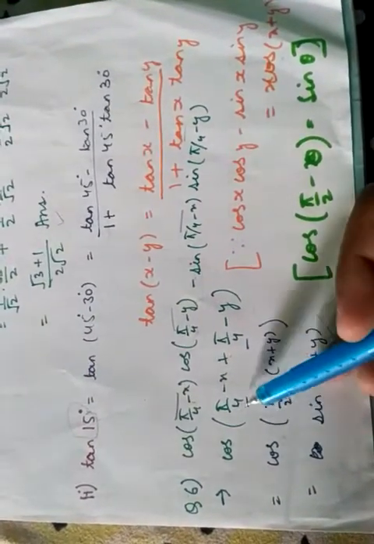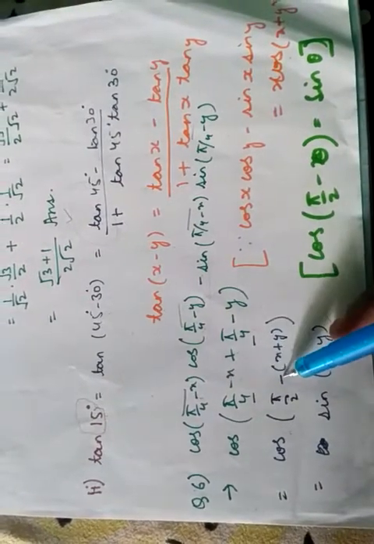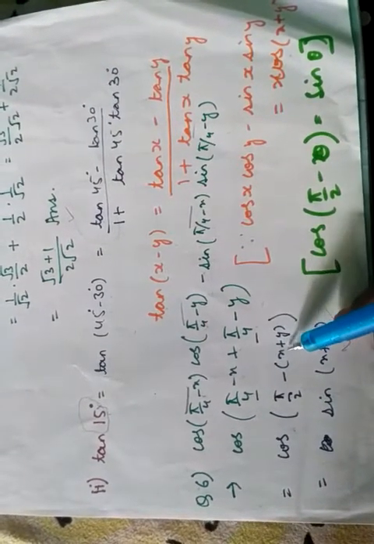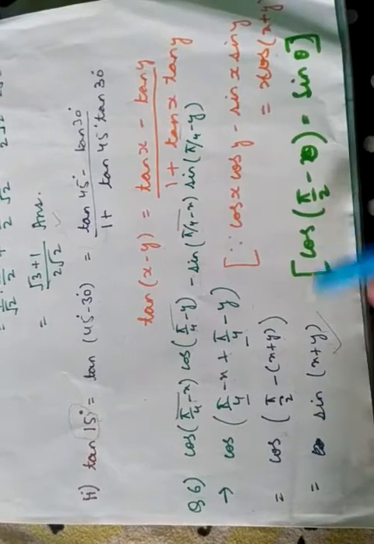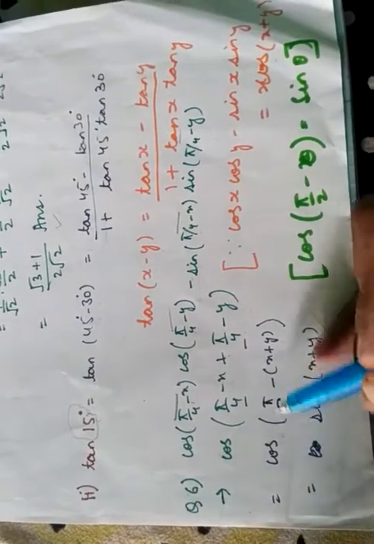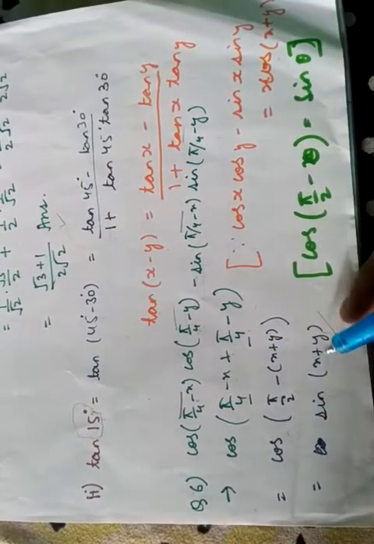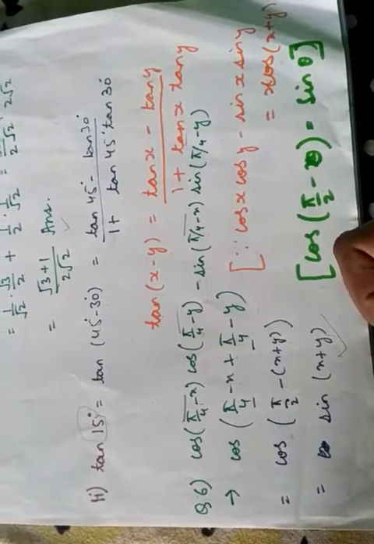Now in the next step, we know that pi by 4 plus pi by 4 is pi by 2. When we take minus common, it will become in bracket x plus y. Also we know that cos of pi by 2 minus theta is sin theta. So it will become sin of x plus y.